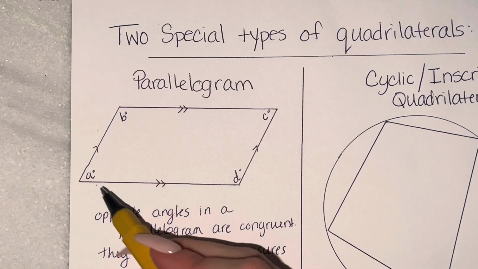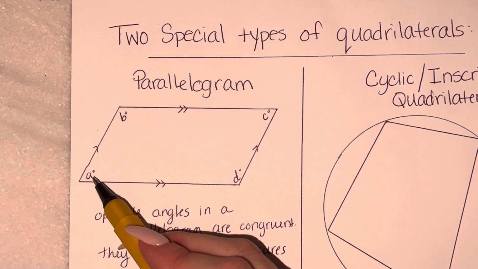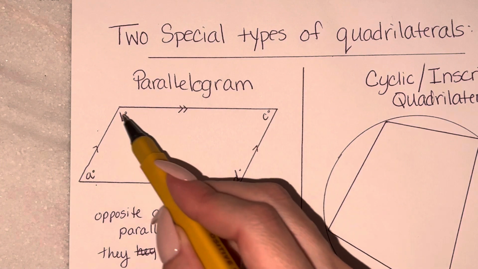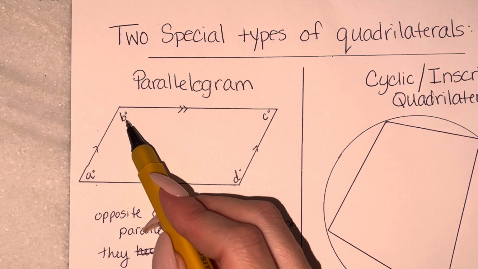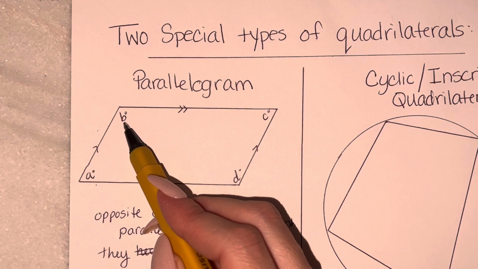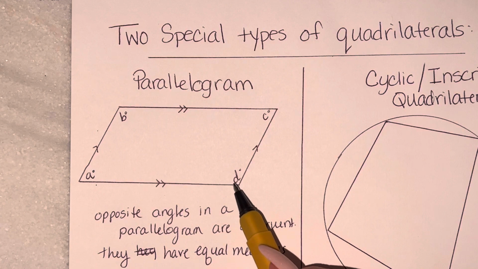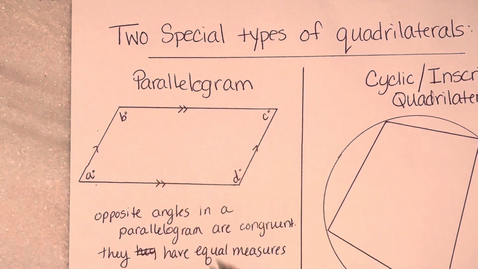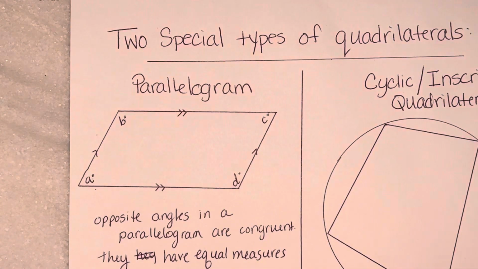So if I told you that angle A was 70 degrees, then angle C would also be 70 degrees. Same thing here. If I told you that angle B was 110 degrees, angle D would be 110 degrees. So we would call these two angles opposites and these two angles opposites. So the measure of A is going to equal the measure of C, and the measure of B is going to equal the measure of D.